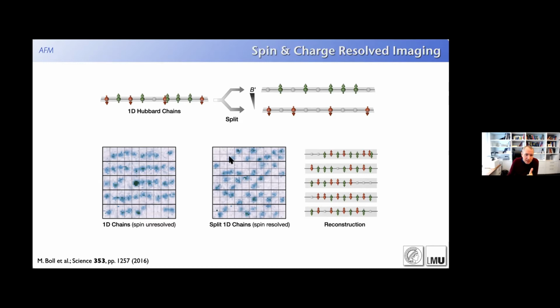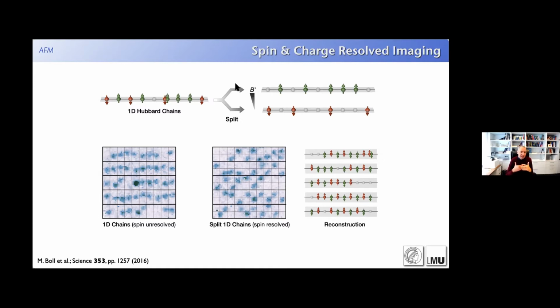Then we have a spin down particle, followed by a spin up particle, followed by a spin down particle, followed by a spin up particle, two spin down particles, one spin up particle here. And on the last site, we actually had a double occupancy. We had a spin up and a spin down particle on the same lattice site. So this is how you can reconstruct the original occupation.